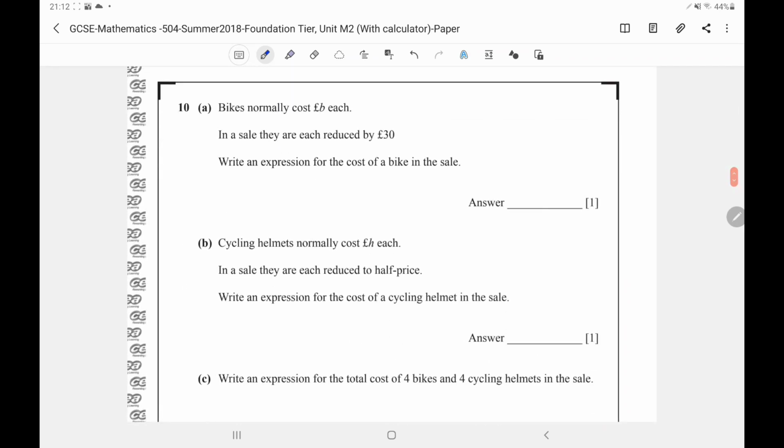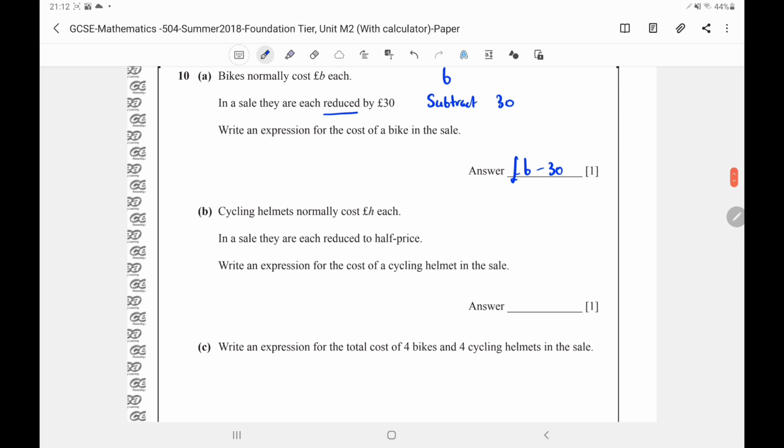Question 10 is algebra. Bikes normally cost B pounds each. In a sale they are reduced by £30. So reduced is a subtraction. So you start with B and subtract 30. So then you do B, take away 30. That's it. Keep your pound sign in.